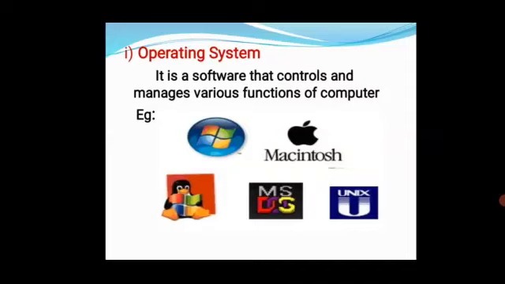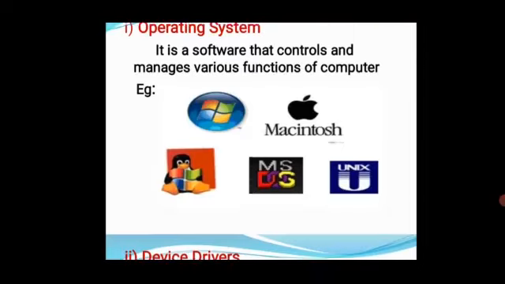Did you understand, student? Okay, the next one is device driver. First, we have seen 4 types of system software given in your book. The first one is operating system, the second is device driver, the third is utility programs, and the fourth is language processor. I first explained about the operating system. The next one is device driver.